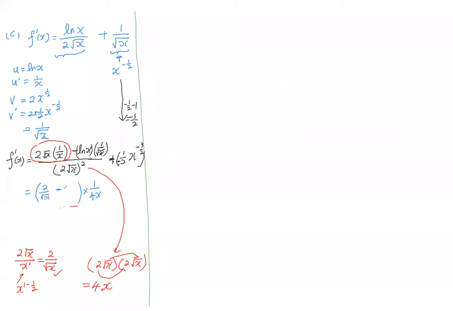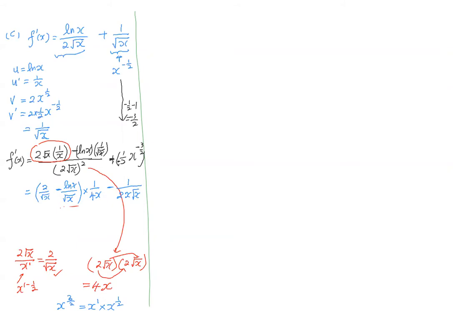So this is over 2 root x, take away ln x over root x. Then this one is minus 1/2. If we have x to the power of 3/2, this is x to the power 1 times x to the power half. So if you want, you can also write 2x root x. Are you okay? So this part is the simplified part.